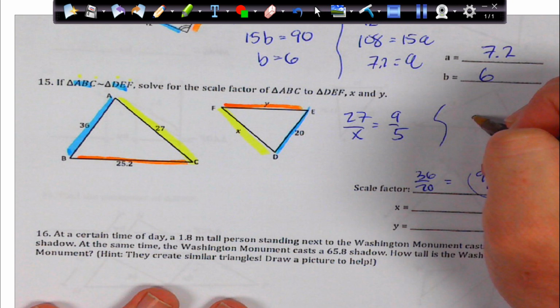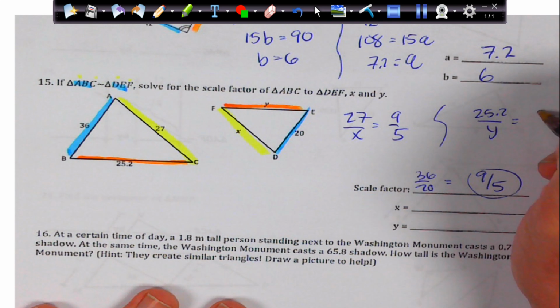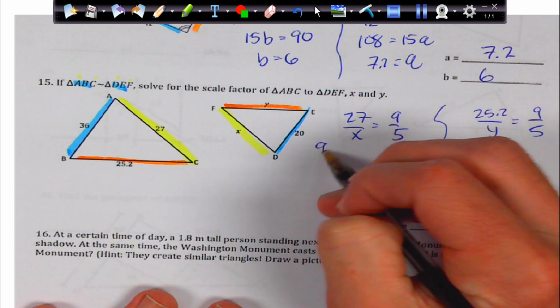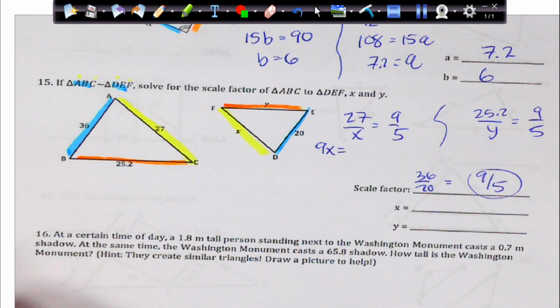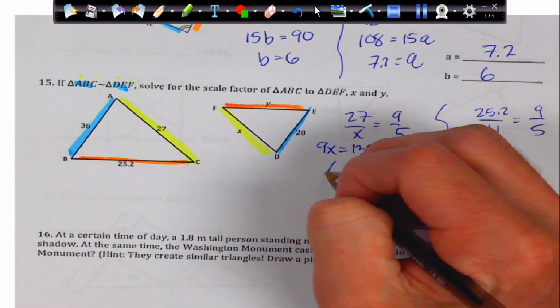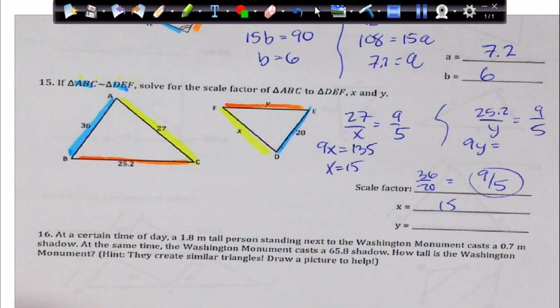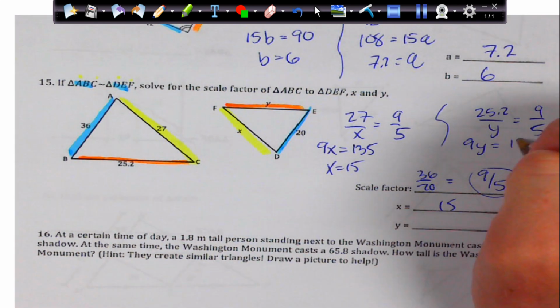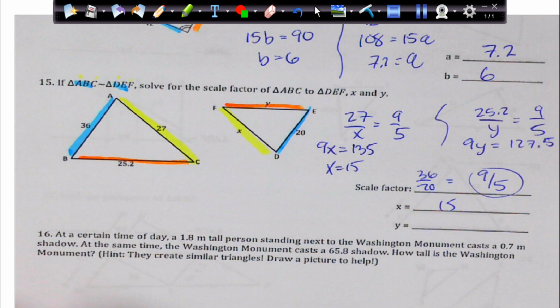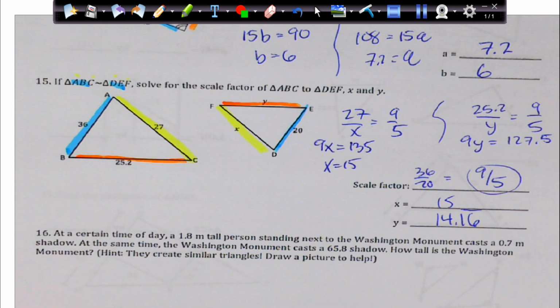And then I got 25.2 over y equals 9 over 5. So cross multiply, we get 9x equals 27 times 5, which is 135, and then divide that by 9, and we get x equals 15. Over here, we get 9y equals 25.2 times 5, which is 127.5, and then divide that by 9, and we're going to get 14.16 repeating, which is, again, okay.